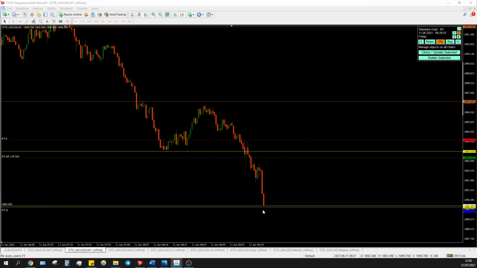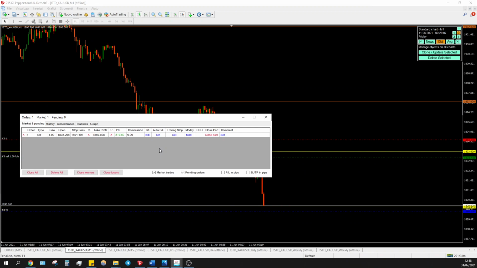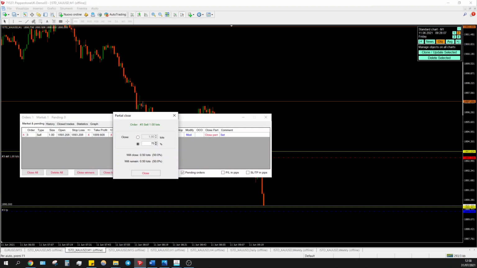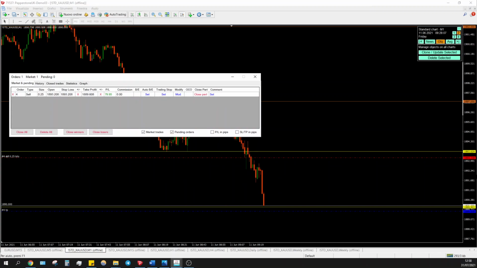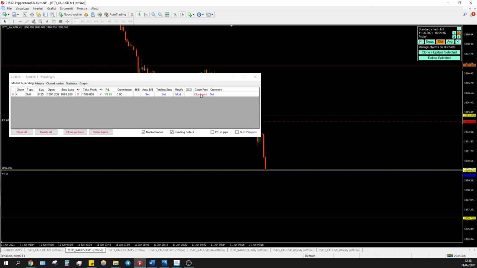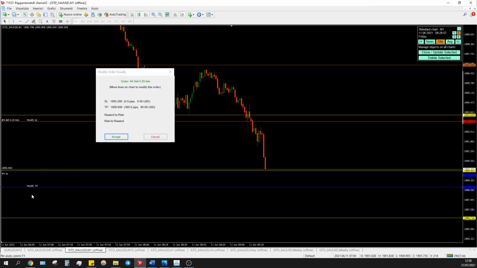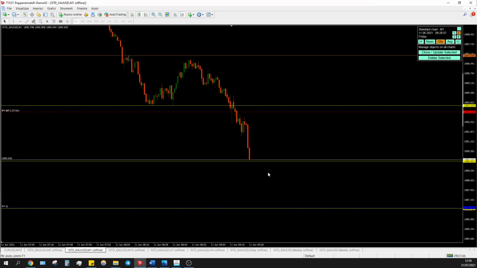As you can see, we didn't have time to close it before, so we close partials, 75%, and we move the take profit. There's no reason to exit now, so we move it here. Of course, as I said, if we see some reaction in our time range, we are going to close it.